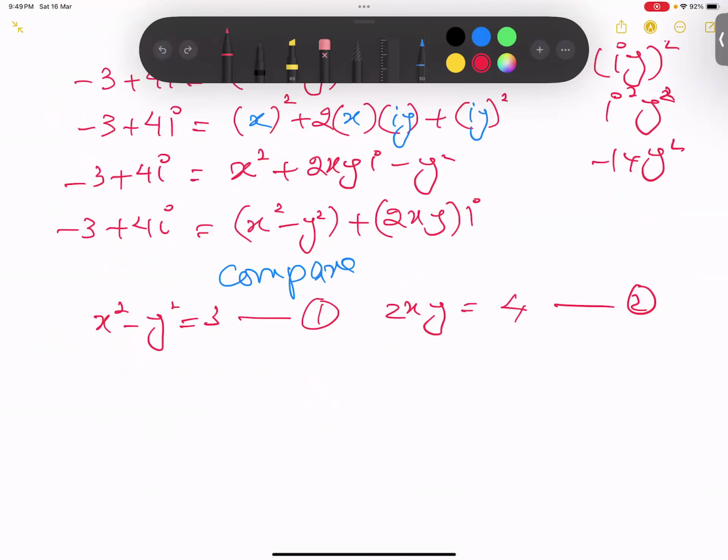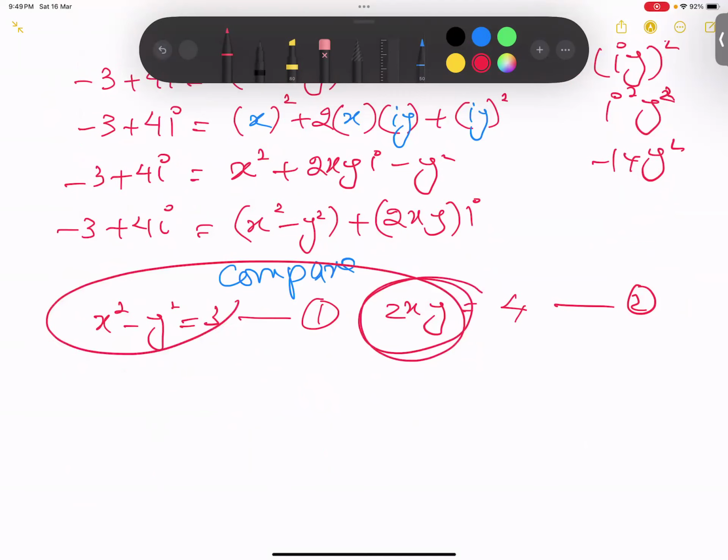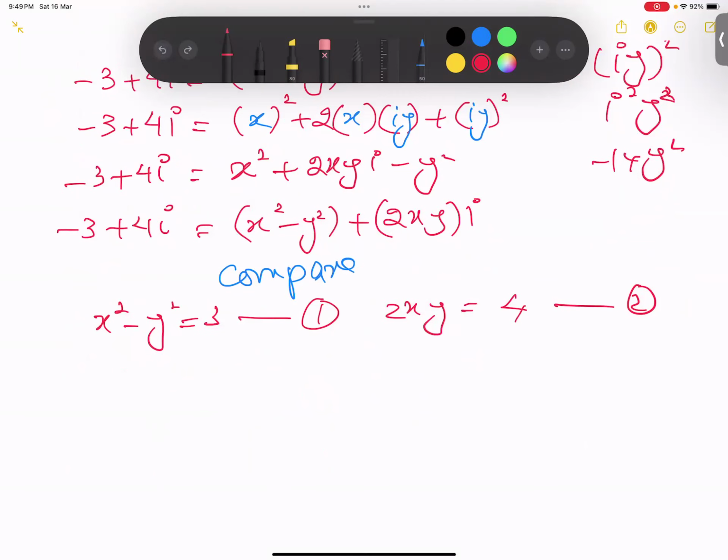I have two options. I think make x or y the subject here or there. I think here is easy. So I make x the subject or y, no issue at all. I make y the subject. So this 2x will go under 4x. It becomes like this, and y equals 2 upon x. So I label this equation as number 2. Okay. So let's proceed.